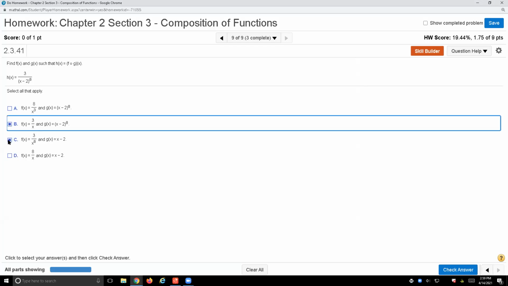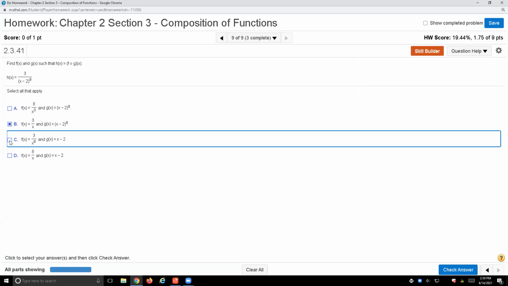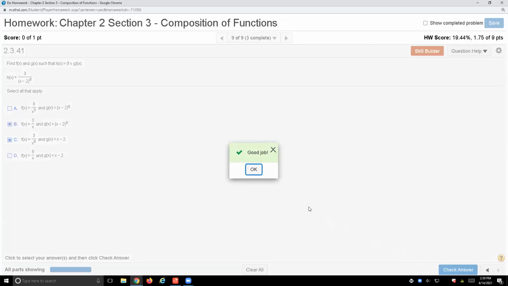Well, let's look at this one. No, select all that apply. Okay, so the only ones it can't be are A and D because 8's on top, and it's a 3. Select more than one. It can't be D for sure because the bottom is x minus 2, and that's nowhere near this. And that one's going to be the wrong exponent. There's only 2 possibilities.